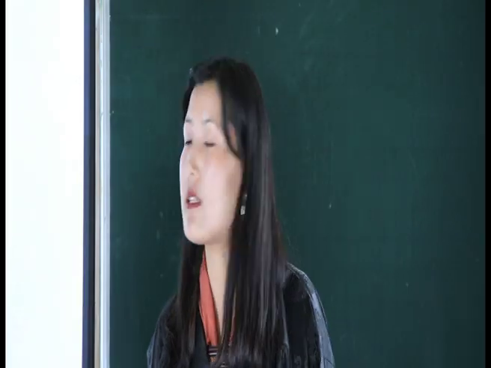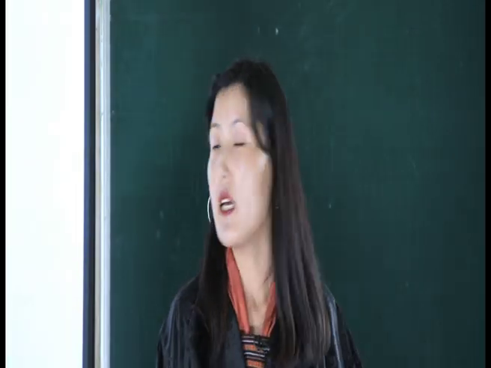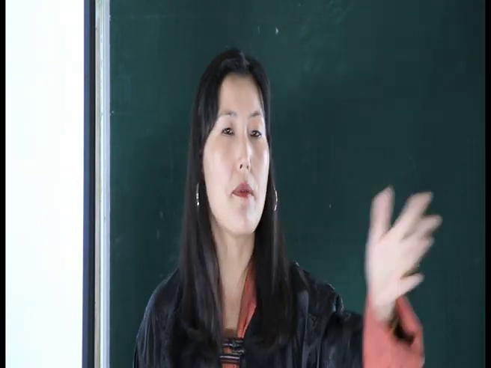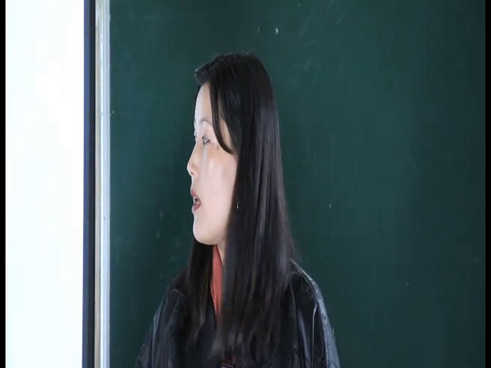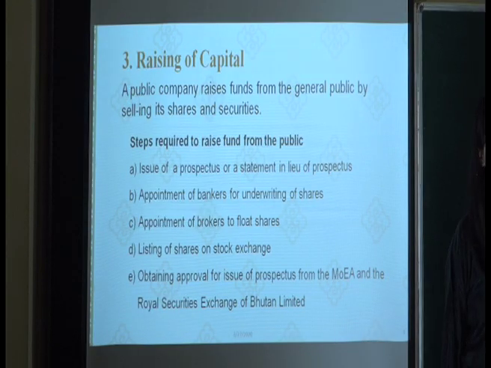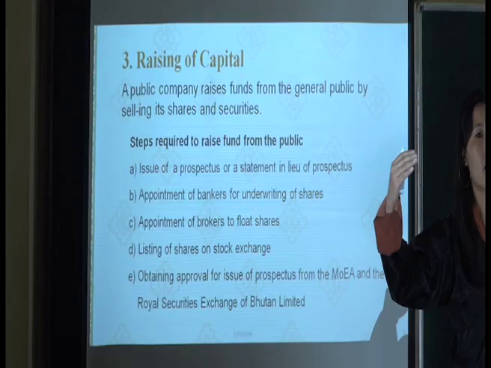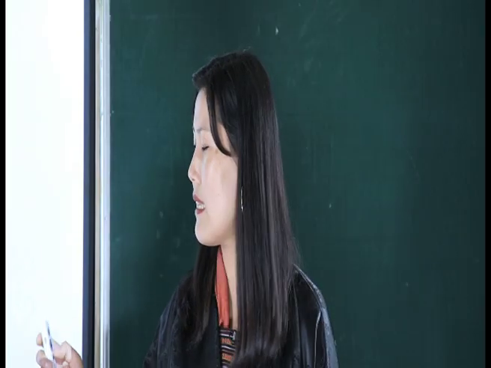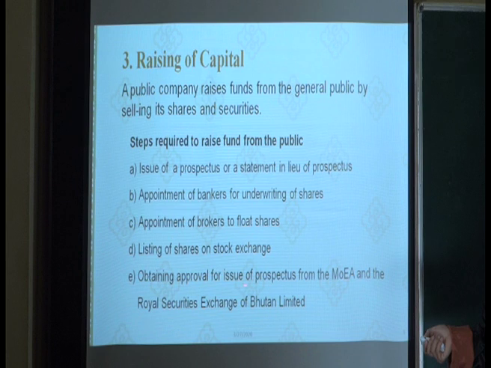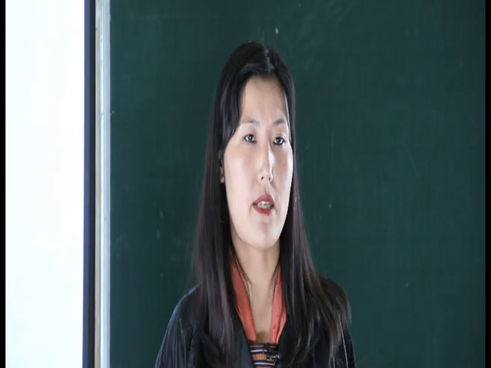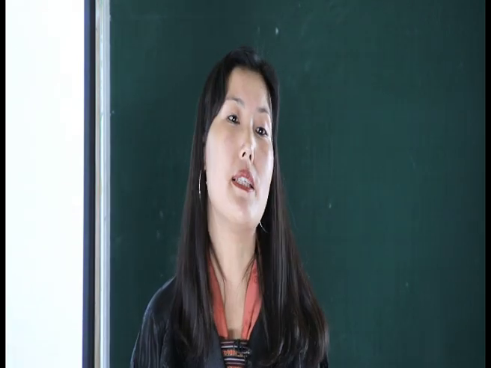Next is the appointment of brokers to float shares. Now in the third stage, the company or the promoter will appoint brokers to float the shares, meaning to sell the shares to the people. Then listing of shares on the stock exchange. They have to list the shares on the stock exchange market so that people will know what shares are being sold by that particular company. And then finally, obtaining approval for the issue of prospectus from MOEA, that is the Ministry of Economic Affairs, and the Royal Securities Exchange of Bhutan Limited. So with this, I'm done with raising of capital.